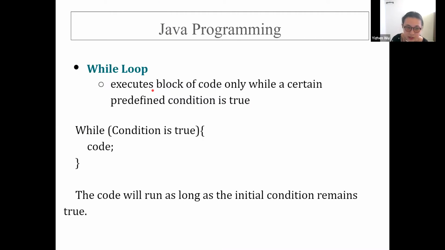Then we have something called a while loop. A while loop executes a block of code only while a certain predefined condition is true. Basically, as long as the initial condition is true, the code is going to continue to run all the way to infinity or until the condition becomes false. So that's what the structure looks like: while something's true, we add some code to it, and then we close it up.